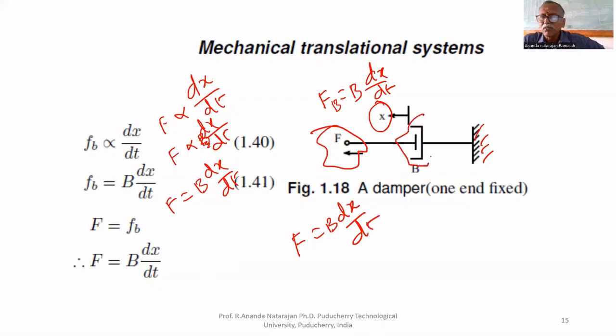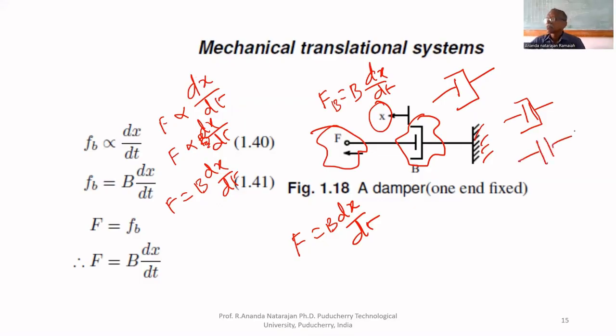The dashpot will be drawn like this, like a capacitor. If you draw a capacitor in an electrical system, how will you draw it? Like this. In addition to that, you have to put this, and then it is called a dashpot. Sometimes the dashpot will also be written like a capacitor. In some books, both are dashpots. How is a spring drawn? A spring will be drawn like this.